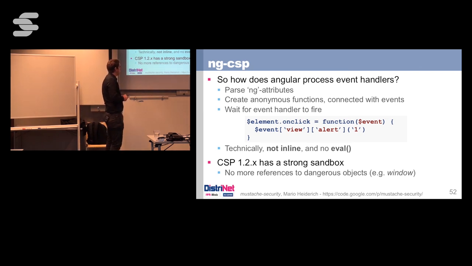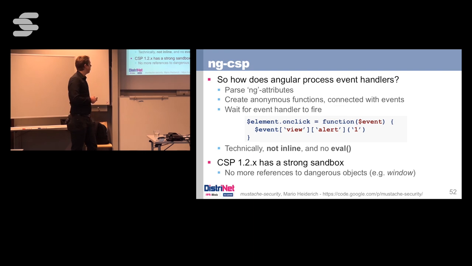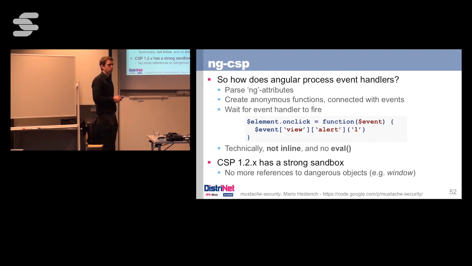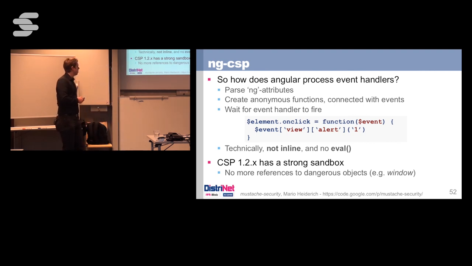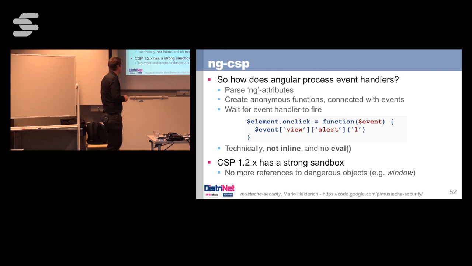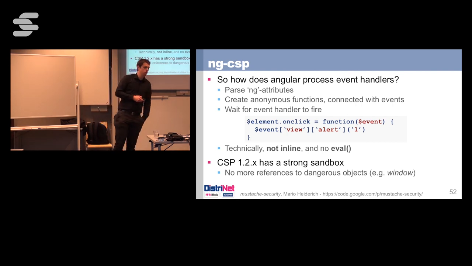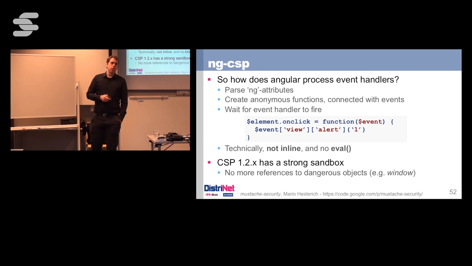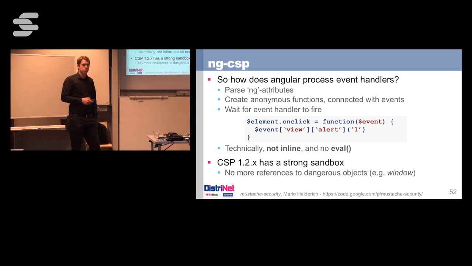So this will still run. You will still have the event. You will still have the view, which is part of what triggered the event. But you will not be able to look up any properties that are not directly related to view. So if the alert doesn't exist in view, it will be fetched from the window object, which is the global object. But that will not be allowed. So if you execute this in Angular 1.2, this will result in an error. And the framework will definitely tell you that this is something that's no longer allowed. You shouldn't do this.